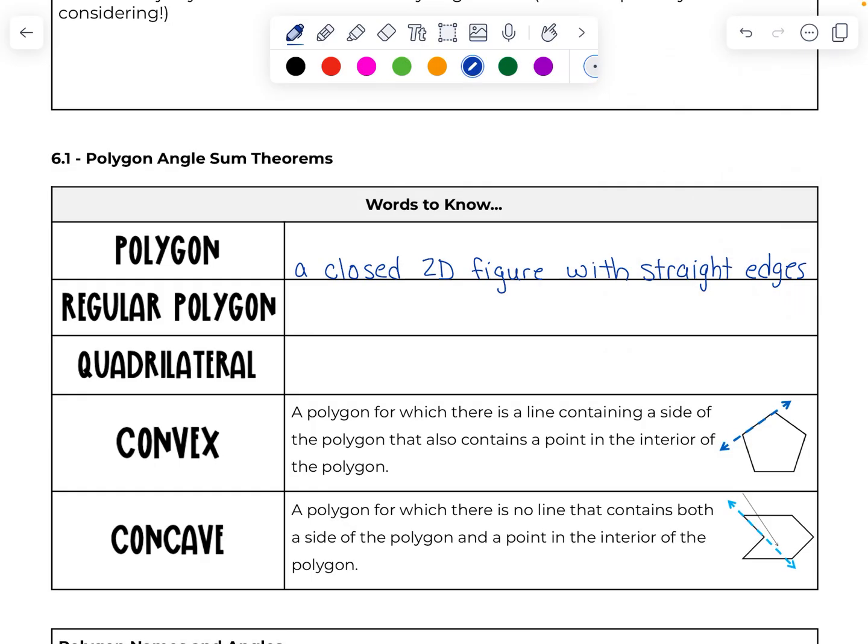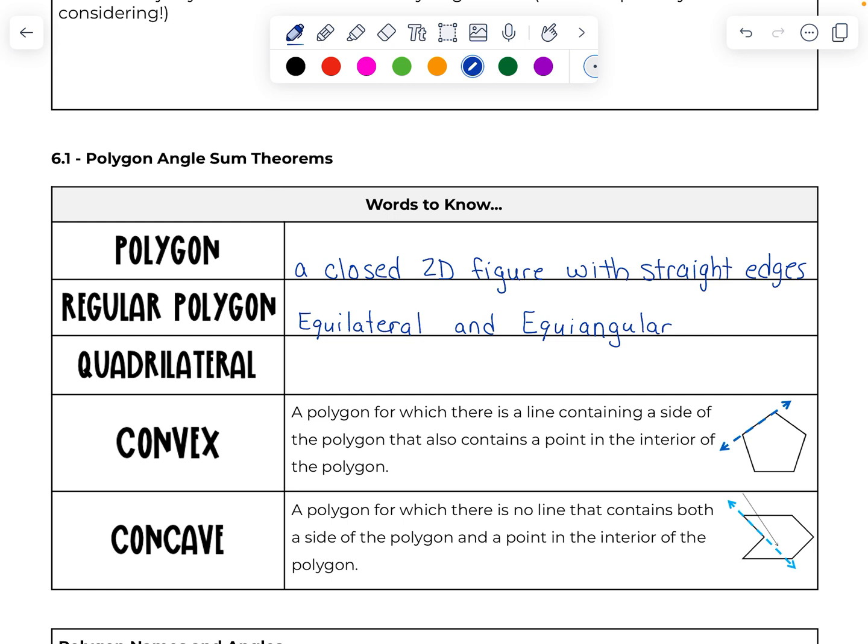A regular polygon is the one we do see more often because people in art find them pleasing to the eye. So like a stop sign is called a regular polygon. These things are equilateral and equiangular. Equilateral, if you remember from last chapter with triangles, means all sides are equal. And equiangular means all angles are equal within the shape.